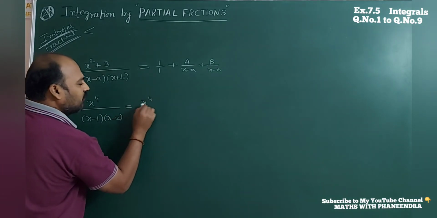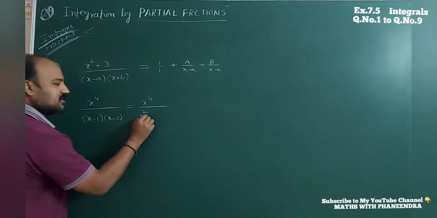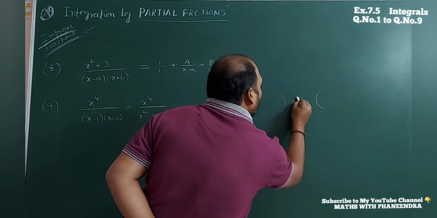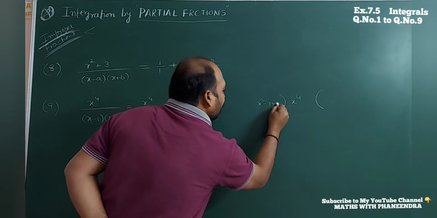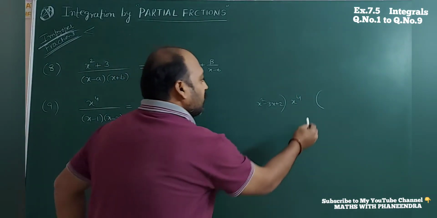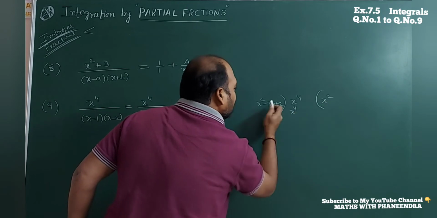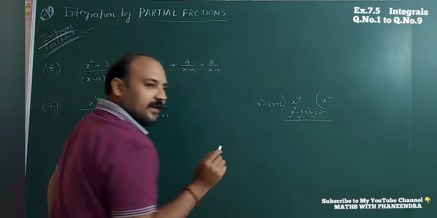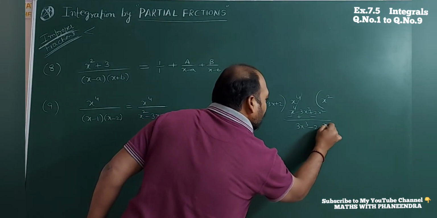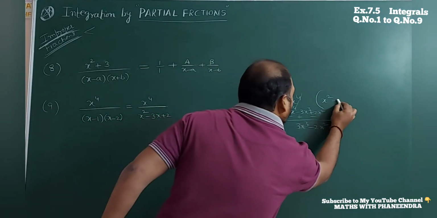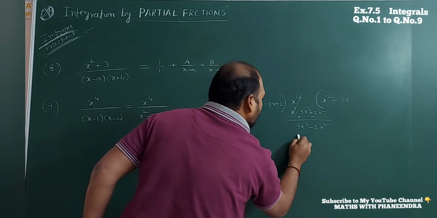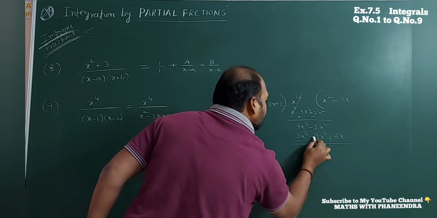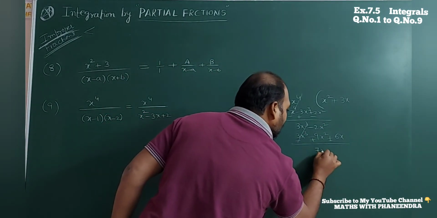So this time we do actual multiplication of the denominator: x² − 3x + 2. Now division: x⁴ divided by x² − 3x + 2. How many times? x² times. x² into x² is x⁴, x² into −3x is −3x³, x² into 2 is 2x². While subtracting, signs change, these two cancel, leaving 3x³ − 2x². Then plus 3x times: 3x³, −9x², 6x. Again subtracting, these two cancel, 9x² − 2x² is 7x², minus 6x.